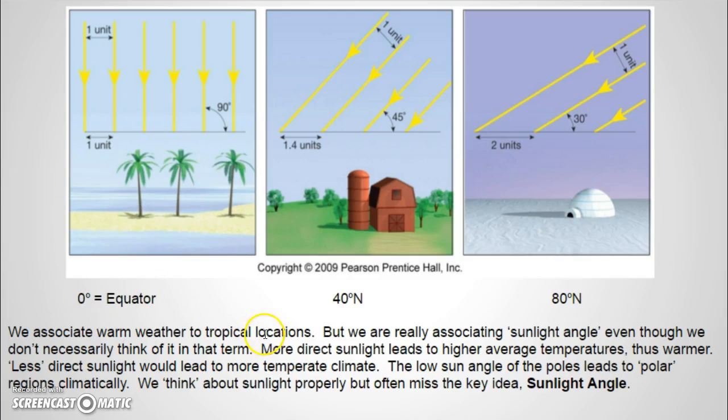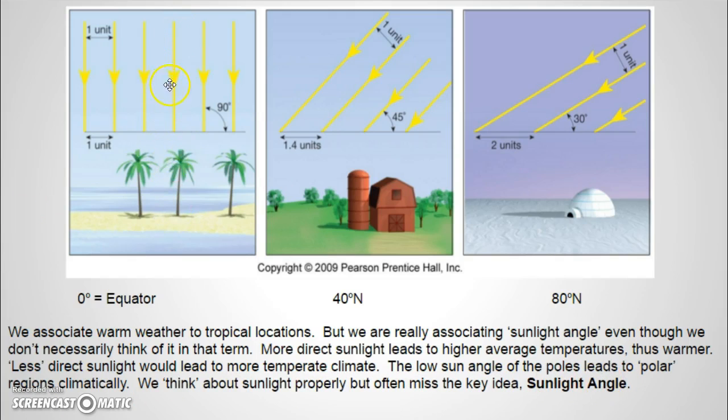We associate warm weather to tropical locations, but we're really associating sunlight angle, even though we don't necessarily think of it in those terms. More direct sunlight leads to higher average temperatures, thus warmer. Less direct sunlight leads to more temperate climate, or even colder or polar climate. The low sun angle of the poles leads to polar regions climatically. We think of sunlight properly, but often miss the key idea. It's a sunlight angle issue.